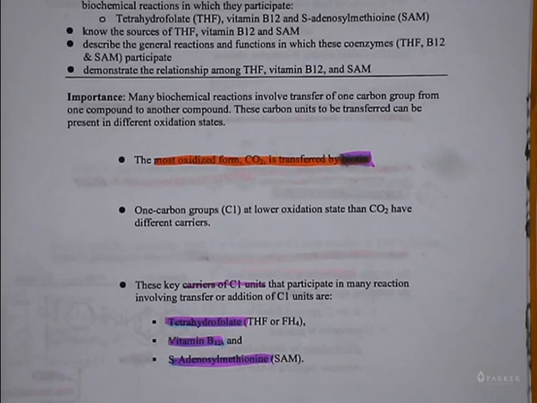B6 is pyridoxal phosphate, B7 is biotin, B9 is folate. B7, I think. For some reason that's blanking on me right now. Pretty sure it's B7. But you don't need to know that for Dr. Sarkar. You will learn that in nutrition. We're not talking about biotin in this chapter. Biotin is not a one carbon transfer that we're talking about.